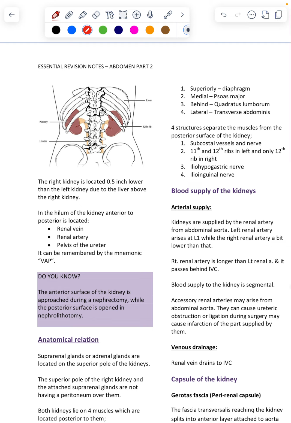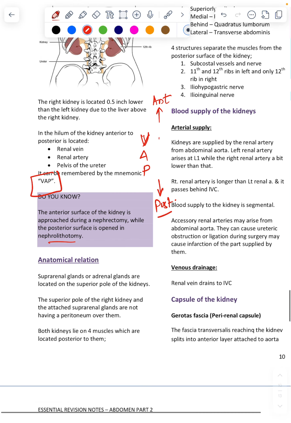Hilum of the kidney from anterior to posterior: vein, artery, and pelvis. This is anterior, and this is posterior. VAP. P is posterior, pelvis is posterior. It can be remembered by the mnemonic VAP. You do know the anterior surface of the kidney is approached for nephrectomy, while the posterior approach is for nephrolithotomy. So posterior approach for nephrolithotomy, anterior approach for nephrectomy.